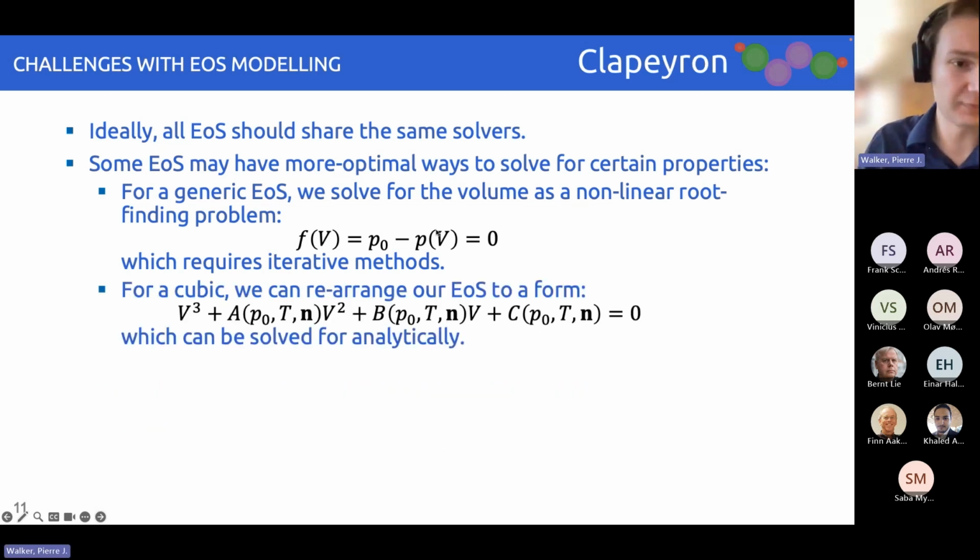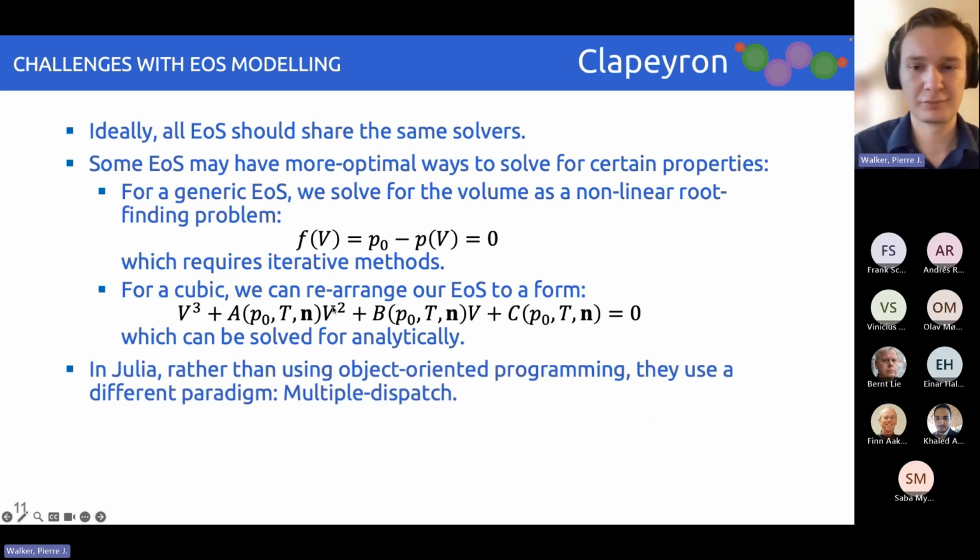However, for the cubic equations of state, as their name implies, these can be rearranged to re-express a problem as a cubic polynomial, which can be solved for analytically. In other languages, the workaround for this would be to use object-oriented programming. In Julia, a different paradigm is used, known as multiple dispatch.